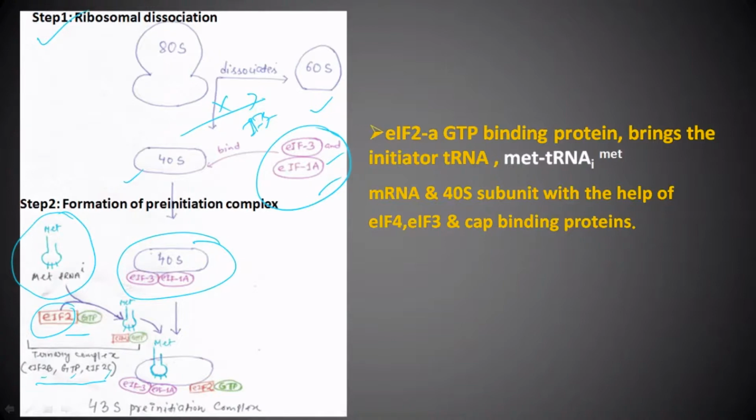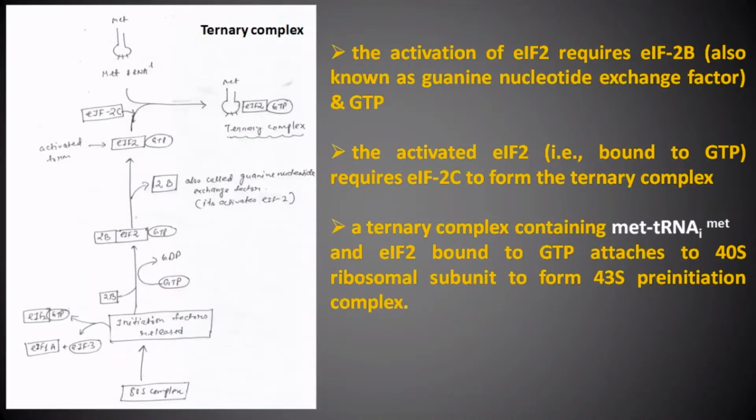So how is this ternary complex formed? Here I have shown the final formation of the 80S complex. What happens at the end is that all the initiation factors get released and recycle to repeat the same thing for making the 80S complex. In that case, EIF2 has now become deactivated. For activation of EIF2 it requires EIF2B, which is also known as guanine nucleotide exchange factor.